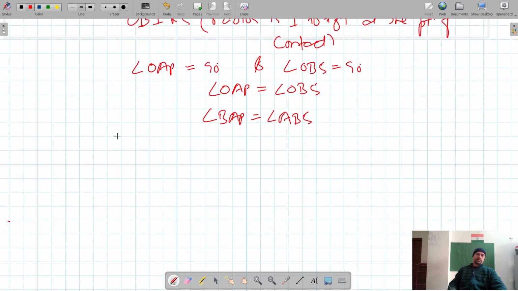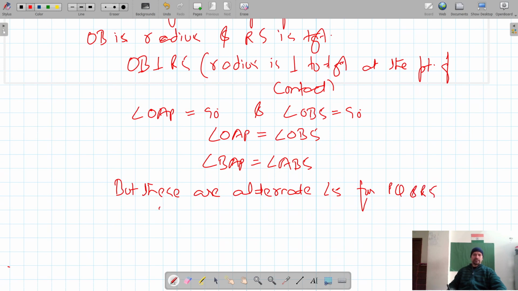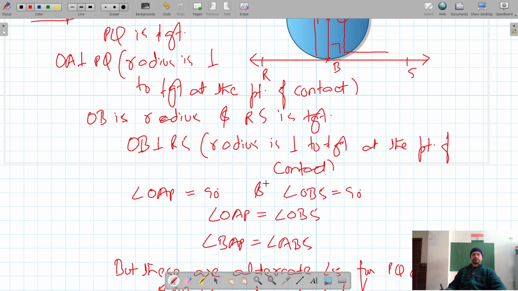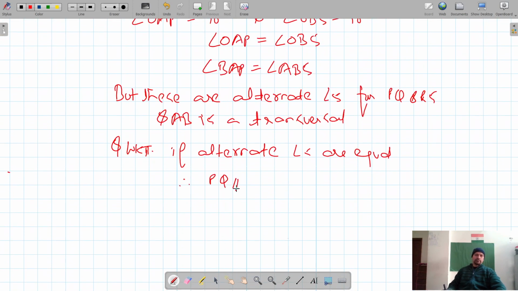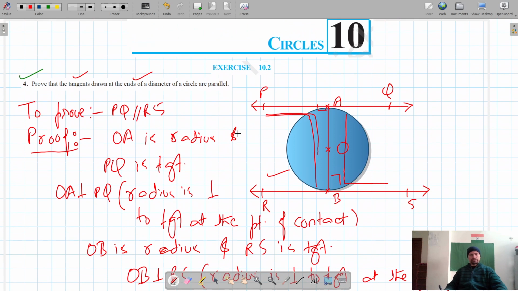So BAP equals ABS, but these are alternate angles for the tangents PQ and RS, and AB is the transversal. And we know that if alternate interior angles are equal, then the lines are parallel. Therefore, PQ is parallel to RS. So the tangents drawn at the ends of a diameter are parallel, and that's how we can prove it. That's all for question number 4.